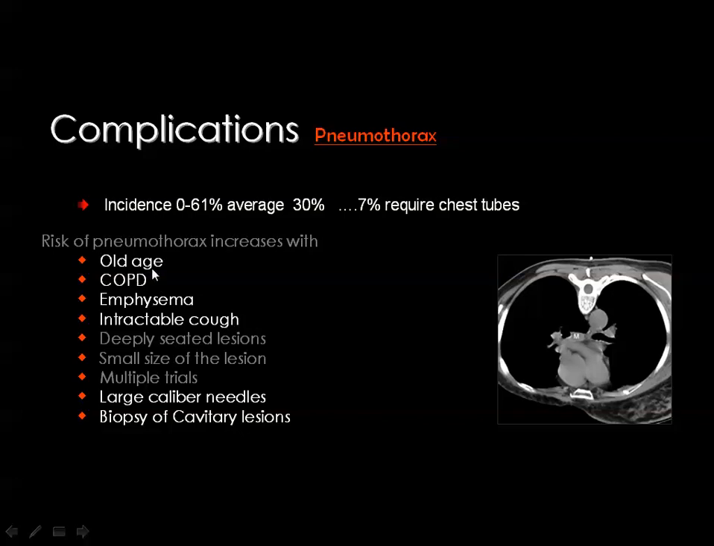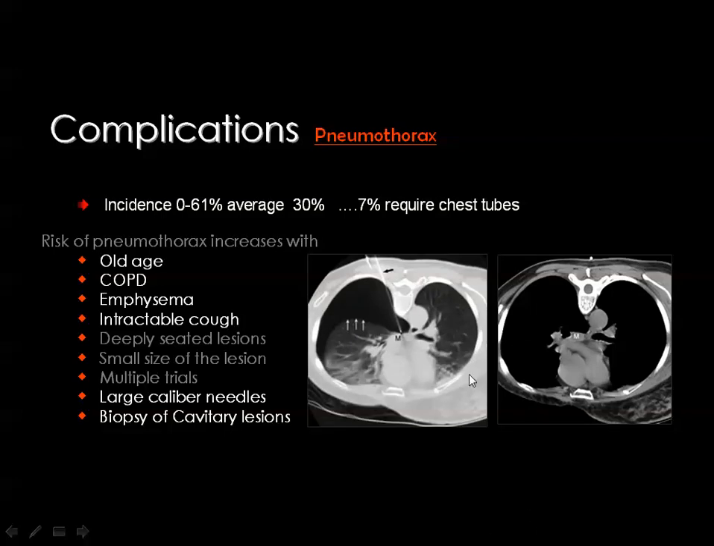Number 1 is old age. Number 2, the presence of chronic obstructive pulmonary airway disease, and of course emphysema, intractable cough, and a deeply seated lesion. You see here, this is an example. You see this lymph node or mass which is present in the subcarinal area, and you want to hit this mass. You will go a long distance through the lung, and this is the needle, and you can see the needle actually hitting the lesion, but the patient developed a large amount of pneumothorax because you have a long pathway through the lung parenchyma until you reach the site of the lesion.